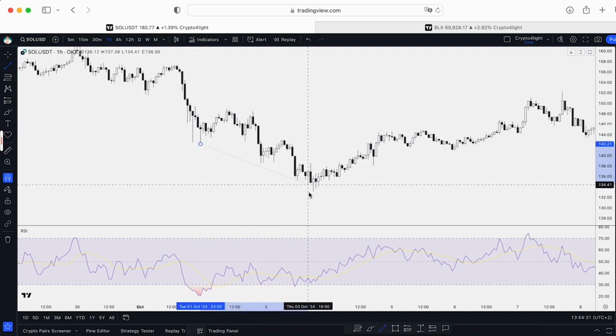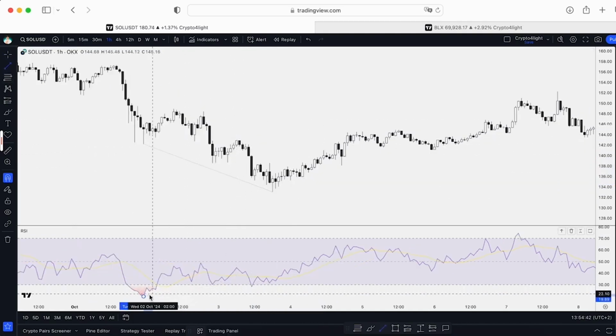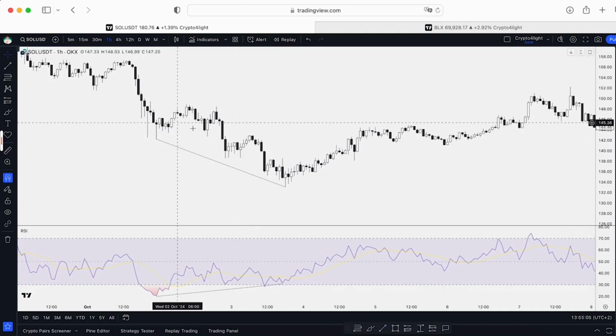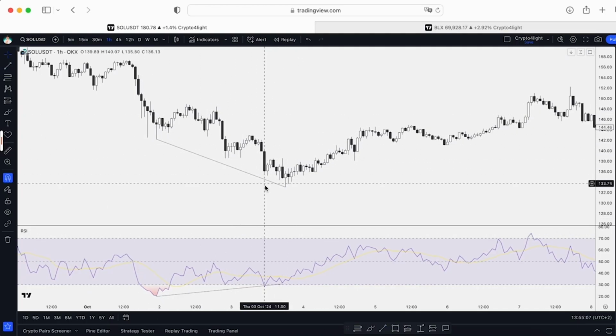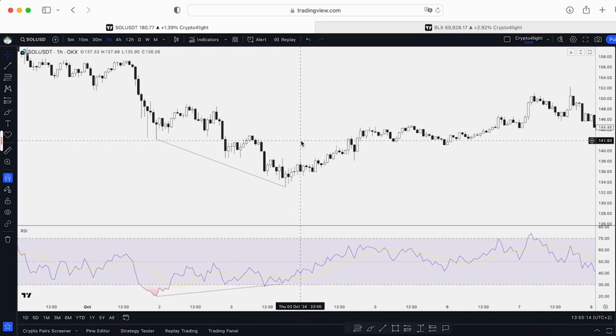Then we formed a new lower low on the price. Here's the price going down, down, down. But on the chart, as you can see, we got higher lows. So here's how the bullish divergence looks: we got a lower low on the price, and at the same time a higher low on the indicator. This is an example of bullish divergence.